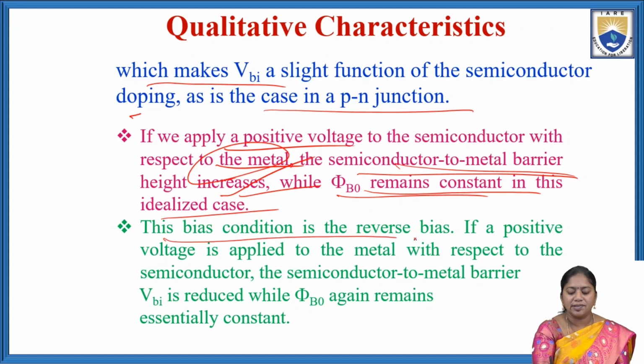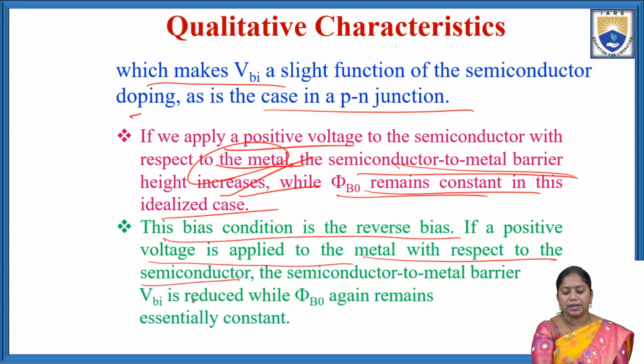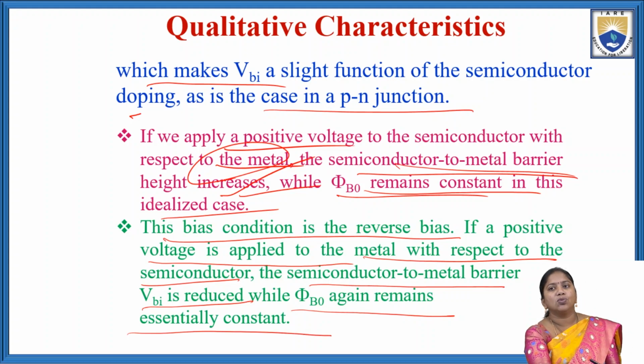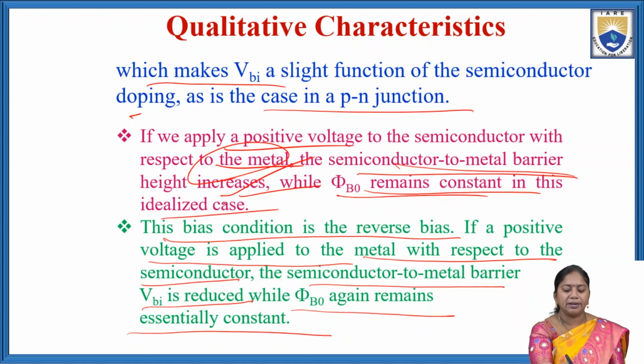This bias condition is reverse bias. If a positive voltage is applied to the metal with respect to the semiconductor, the semiconductor to metal barrier VBI is reduced, while phi B naught again remains essentially constant.